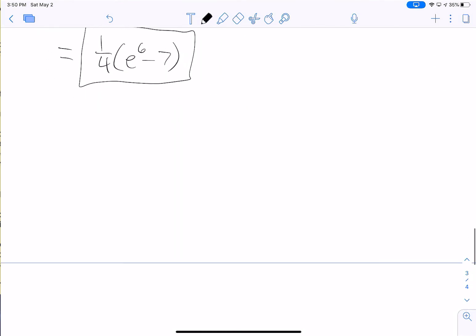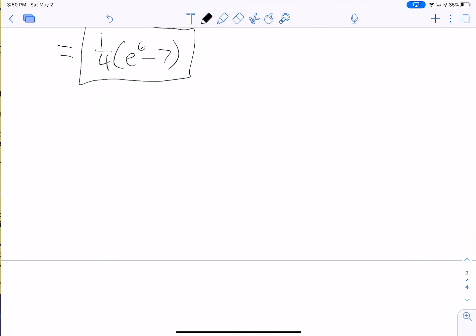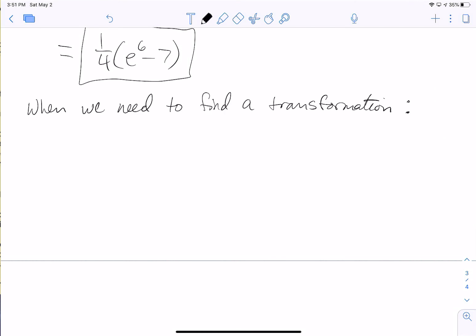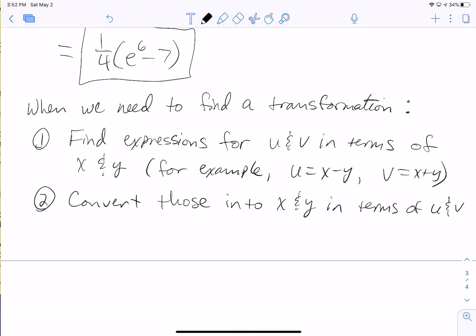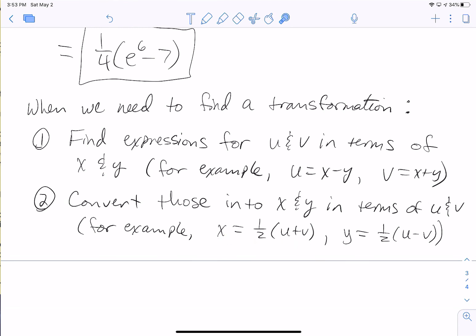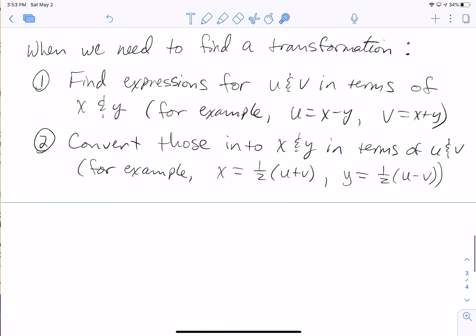Now, to recap this basic process: when we need to find a transformation in order to integrate, the first thing we need to do is find expressions for u and v in terms of x and y. For example, as we just saw, u equals x minus y, v equals x plus y. Then we want to convert those into x and y in terms of u and v. Again, for example, x is equal to 1/2 times the quantity u plus v, y is equal to 1/2 times the quantity v minus u. That's what we just saw.